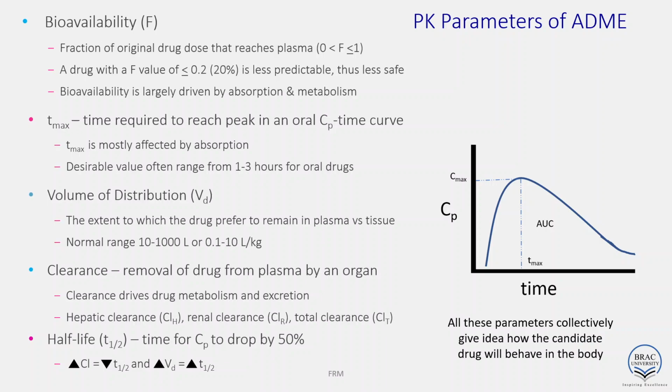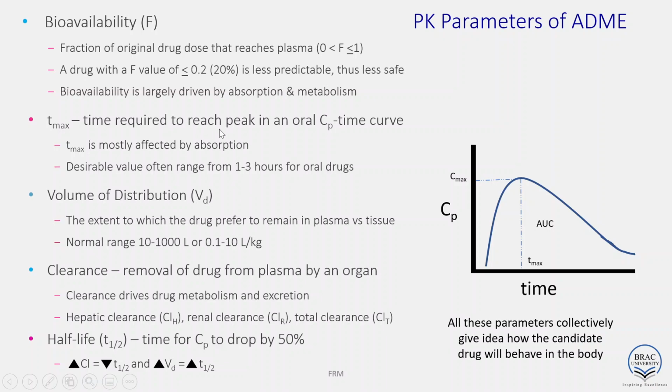So here are some pharmacokinetic parameters, which are bioavailability, which is denoted by the F value, and the other parameters are Tmax, volume of distribution Vd, clearance, intrinsic clearance mainly, and plasma half-life. Those are mainly important parameters, from which we get an overall idea of how the drug would react in our body, or how the drug would work in the human body.